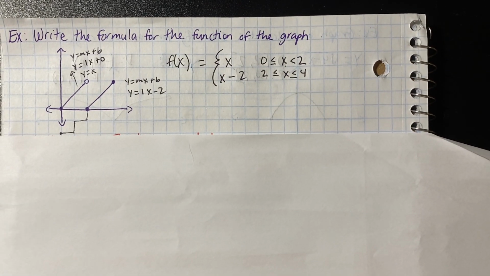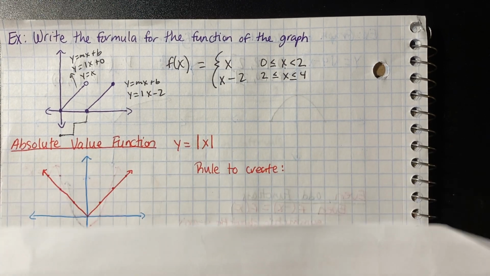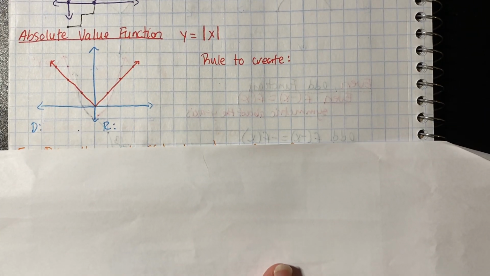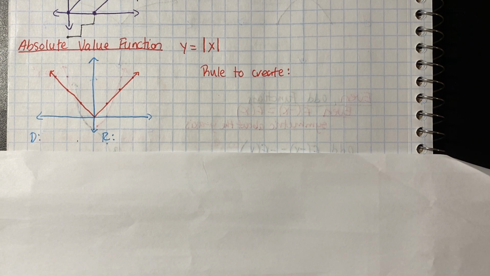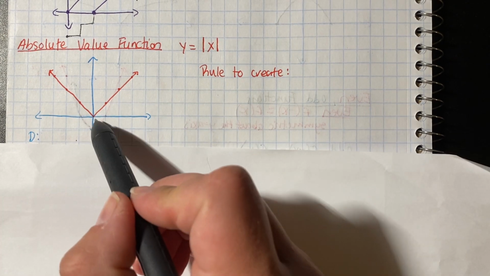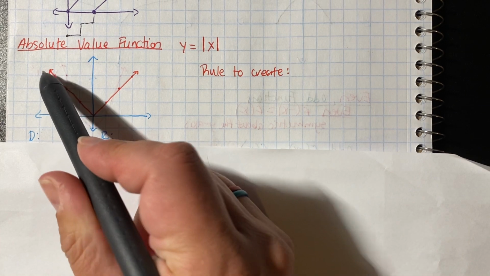And that would be my piecewise function. So take each piece a step at a time. All right, absolute value function. The absolute value function is a funny function because the absolute value function is also a piecewise function. All right, so we could see it as two pieces, this side and this side.